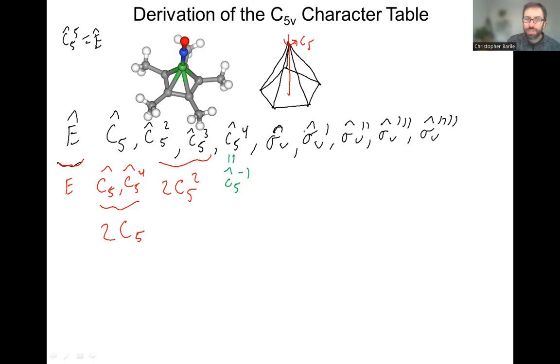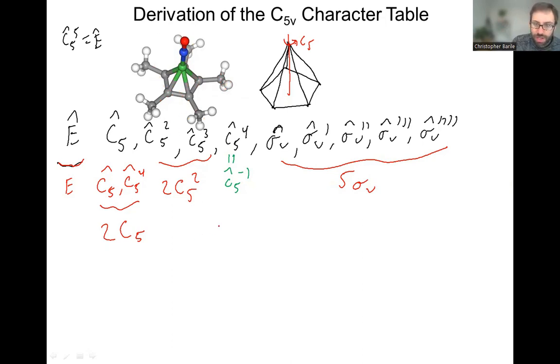The sigma v's are all going to be in the same class because they all essentially do the same thing, just with different methyl groups. They all bisect through one side of the pentagon, and they contain the apex. So they're never going to change the central atom or this NO ligand, but they are going to swap the two methyl groups or two sets of methyl groups that don't contain the plane.